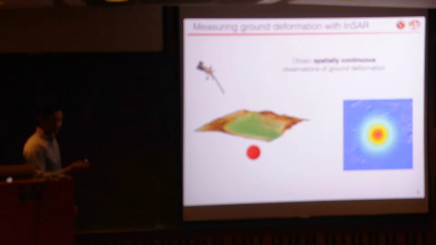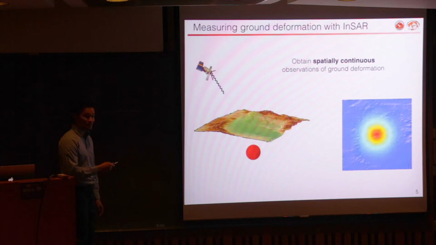How do I track 1 million data points, and how do I track their temporal evolution automatically and quickly in case this thing presents some kind of natural hazard?